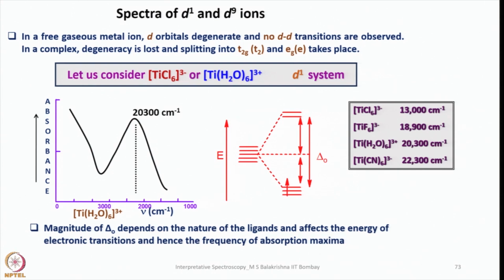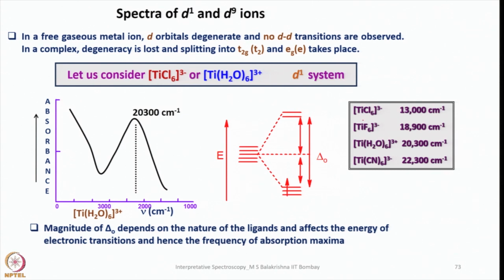Now let's consider a d1 system such as hexachlorotitanate 3 minus or hexaaqua titanium 3 plus. Here I have given the absorption maximum value for titanium in +3 state but having different ligands. You recall the spectrochemical series and also try to identify the position of these ligands in the spectrochemical series, that would tell you some information. They are in the increasing order of their ligand field strength.